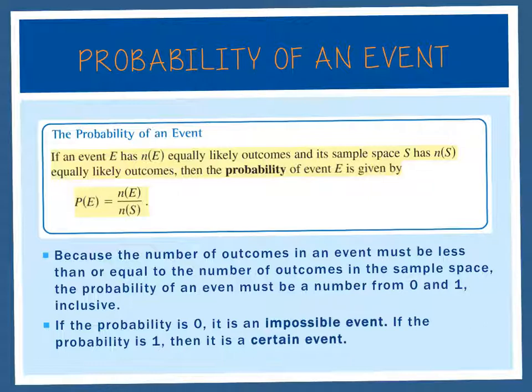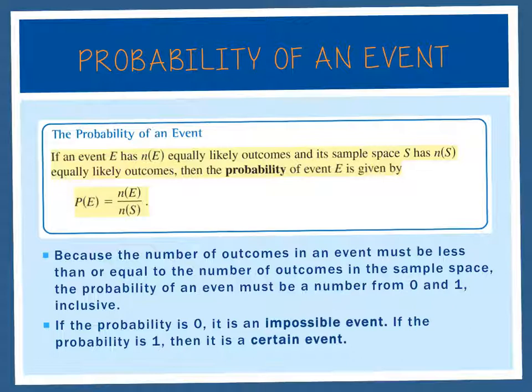So if an event E has equally likely outcomes and its sample space is S, which is how many different outcomes there could be, then the probability is the number of outcomes in the event over the number in the sample space. Because the number of outcomes in an event must be less than or equal to the number of outcomes in the sample space, the probability of an event must be a number from 0 to 1.